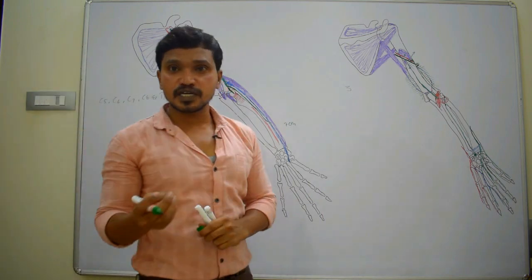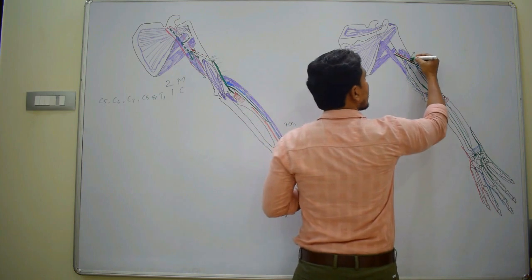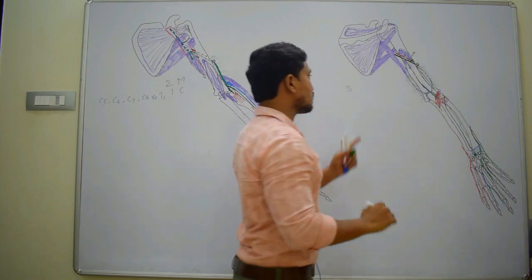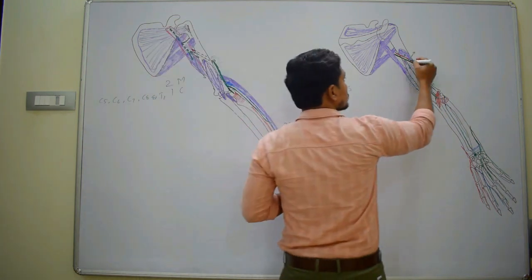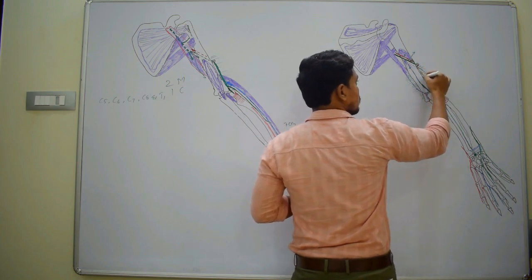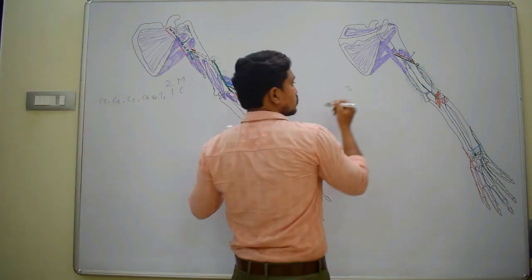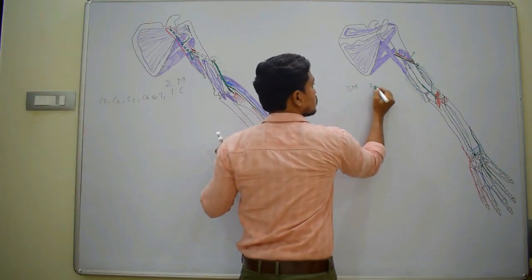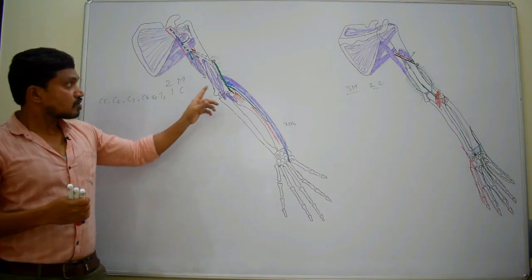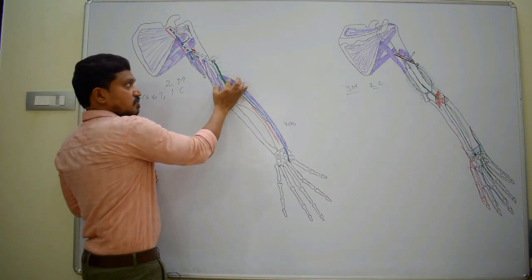Then how many cutaneous branches? Two cutaneous branches. One is the lower lateral cutaneous nerve of arm and another is the posterior cutaneous nerve of forearm. This is the posterior cutaneous nerve of forearm. Is that clear? So here three muscular branches and two cutaneous branches. Now we will see branches at the lower lateral part of the arm.